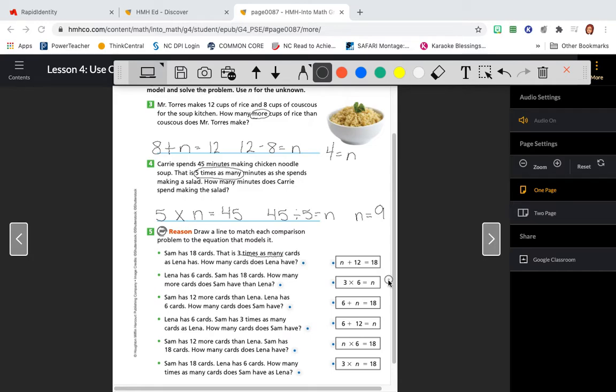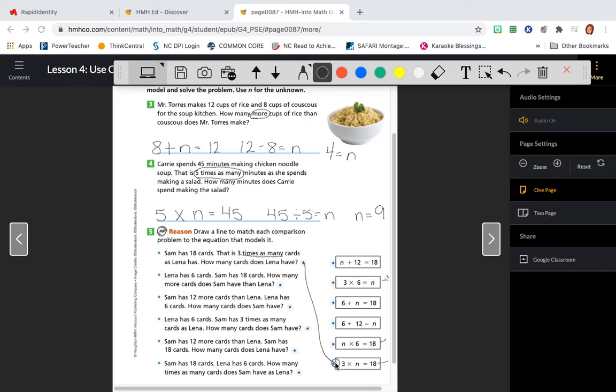So we can look at this one, or this one as possible choices. So Sam has 18 cards. Well, that takes this one out of the running. So that one won't work. He has 3 times as many cards as Lena. So we gotta look at the last 2 equations. So 18 is our total number. 3 times as many as the number that we have. So the only possible equation that would match up to our comparison is this one.